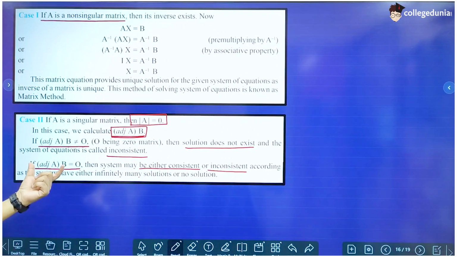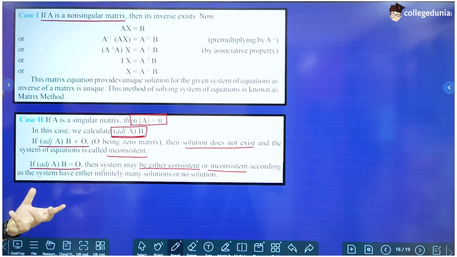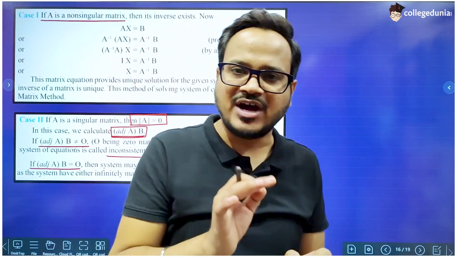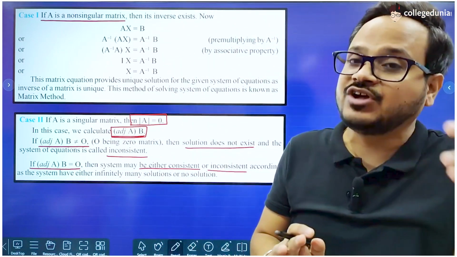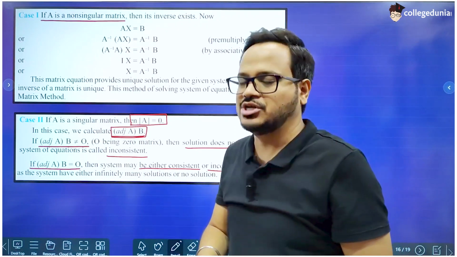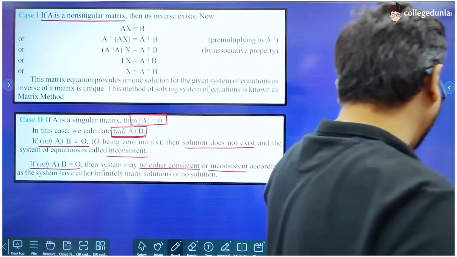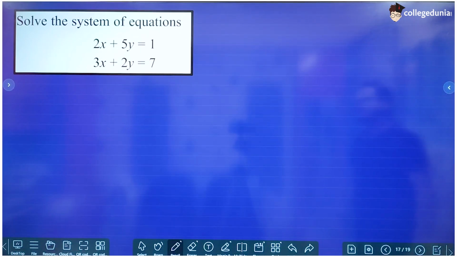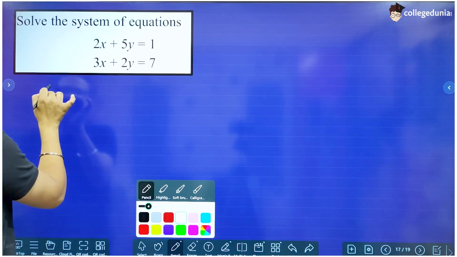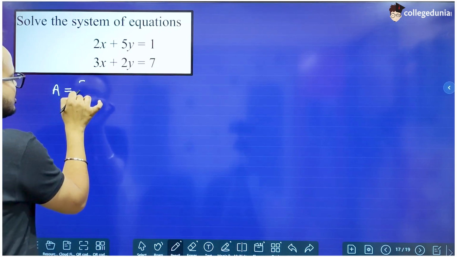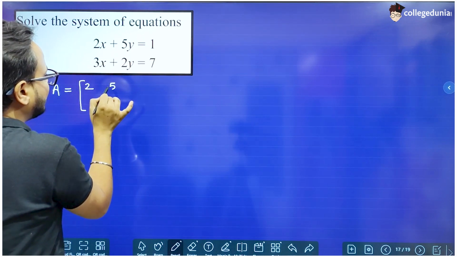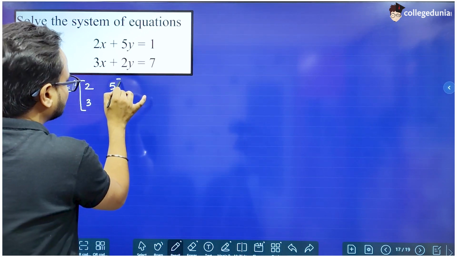And if the system is consistent, in this case it can have infinite solutions, and to find those solutions you will just put z equal to k and find the values of x and y in terms of k, and for every value of k you will get one set of solutions, right? So this is how we have to proceed. We will first apply this to a very small system of two equations. Let's first make this matrix A, which is the coefficients 2, 5, 3, 2.